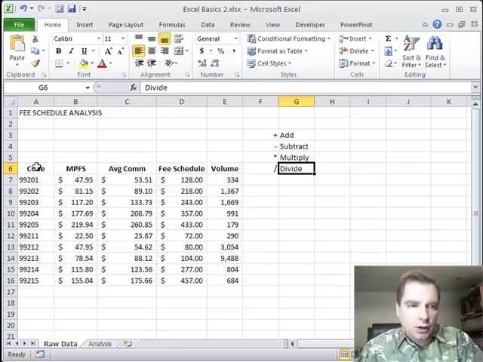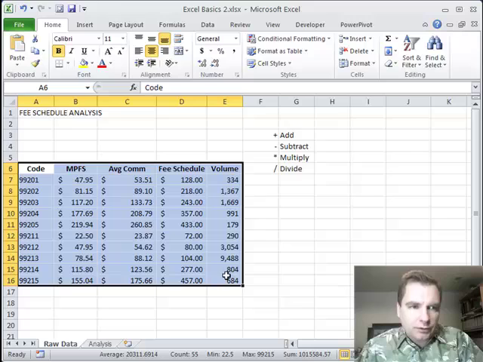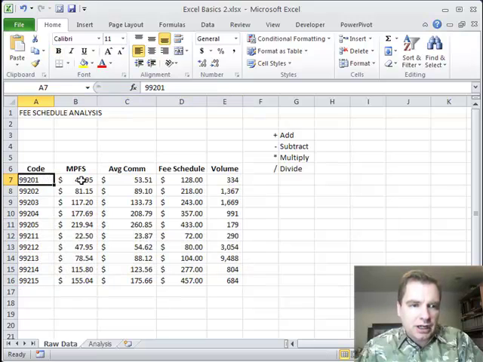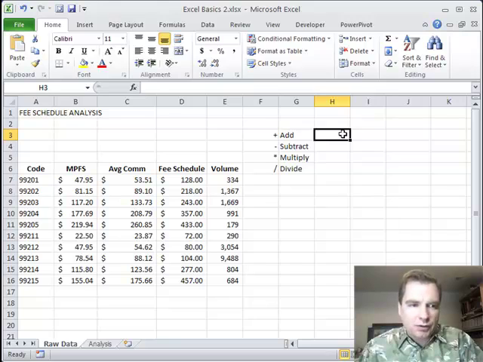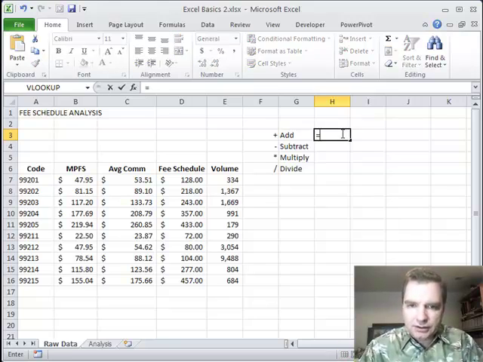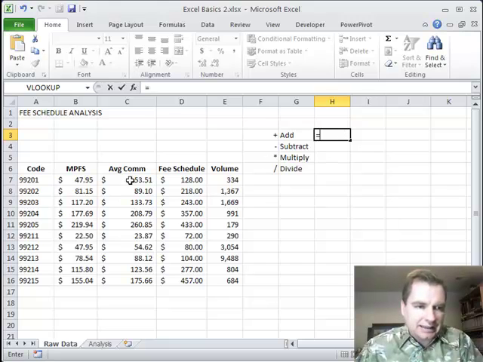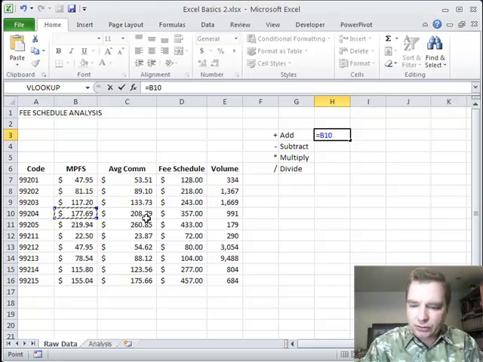And we're going to do it with the beginning of what I've got going for a fee schedule analysis. I've got some codes, a Medicare physician fee schedule, just sample numbers, an average commercial reimbursement, what the practice's fee schedule is, and the volume for each of the different types of procedures. And let's just play with what add, subtract, multiply, and divide will do. For example, let's say that we've got a patient who gets, we're going to start the formula with equals, one of this procedure at the Medicare rate, and two of these procedures.